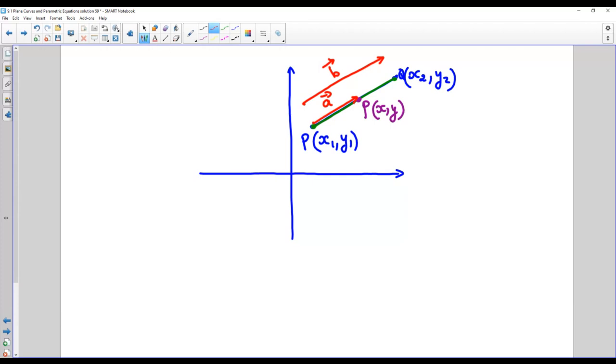You can see, of course, these two vectors are parallel to each other. They're exactly in the same direction. Therefore, the vector A is going to be a constant multiplied by the vector B, because A is parallel to B. Therefore, we have this.